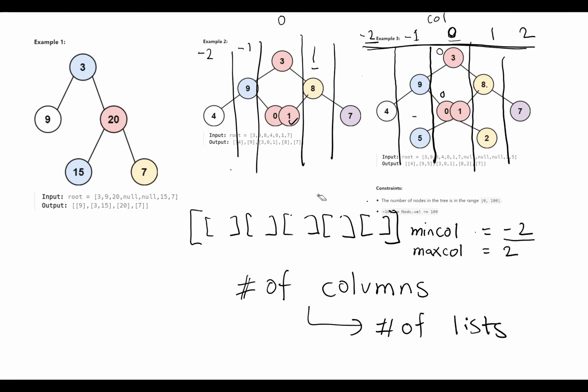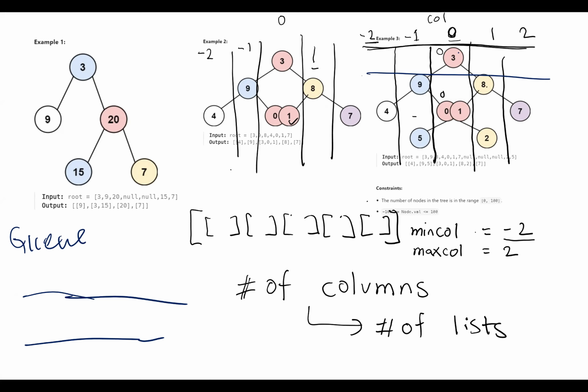We have to populate them in top-bottom fashion. Whenever we talk about top-bottom, the first thing that comes to mind is BFS, right? And in BFS, we are using a queue. So let's say this is our queue. What we do is we start from the top, the first row, row 0, and we also keep track of the column because we need to know which column this one will go to, right?